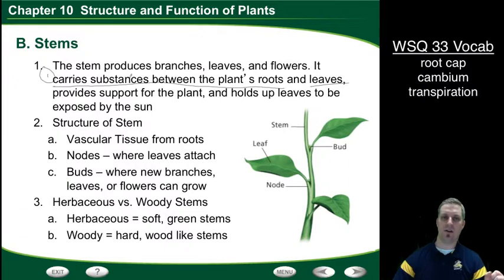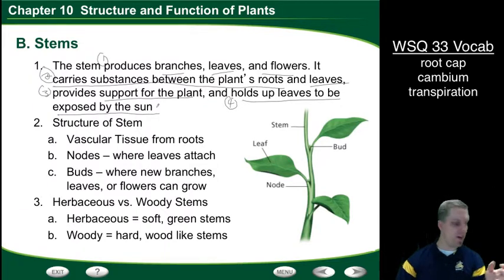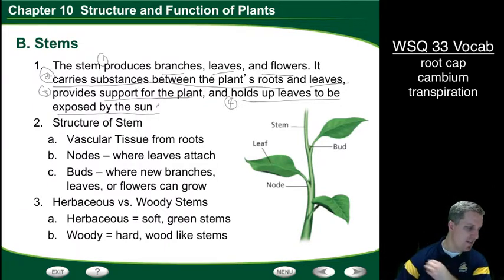Carries substances, that's actually our second one. Our first one is that it produces branches, leaves, and flowers. Thirdly, it provides support for the plant. And fourthly, it holds up leaves to be exposed to the sun. It brings them up to the surface. So those are four things that we see in stems.